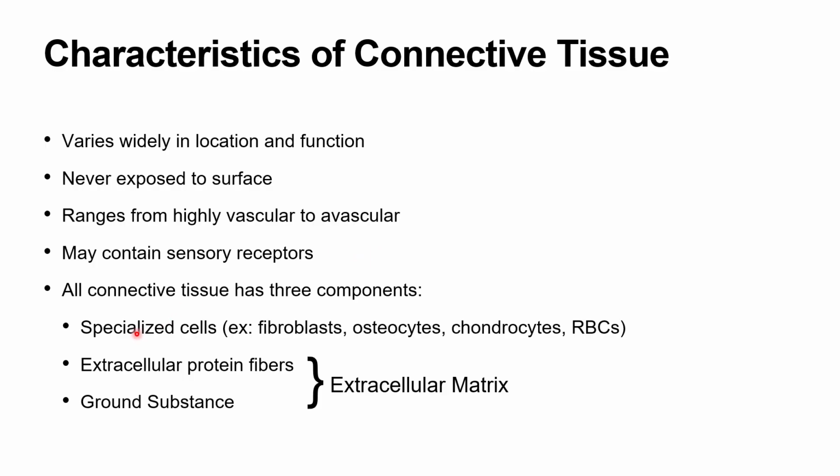But when it comes to our connective tissue, they all have three main components. They all have highly specialized cells. They all have an extracellular matrix as well, made up of two parts: extracellular protein fibers and ground substance. The ground substance is going to be mainly just this gelatinous material that's going to be most of the filler in our extracellular matrix of our connective tissue as well.